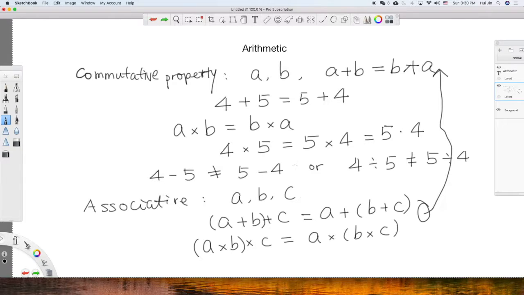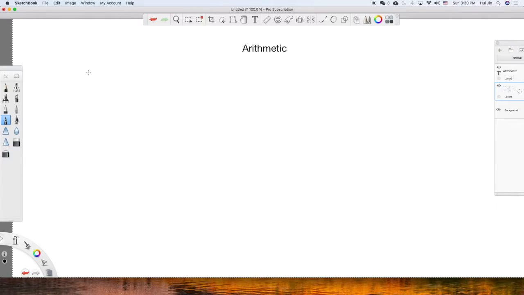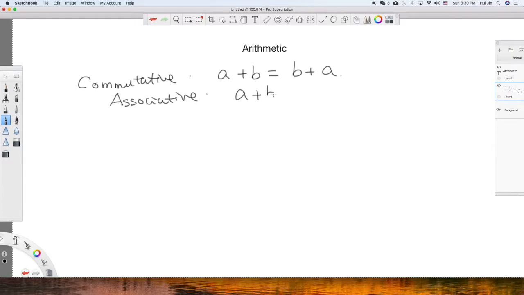So let's look at a few problems. But first, let's write down those two properties again. Commutative: A plus B equals B plus A. Associative: (A plus B) plus C, with the parentheses to emphasize that I'm doing A plus B first, equals A plus (B plus C). This is true for any numbers A, B, C.